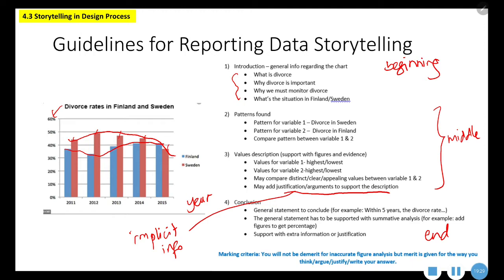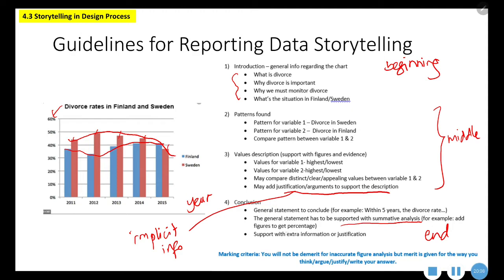And then the conclusion is to create a general statement to conclude. For example, started with within 5 years, from 2011 to 2015, the divorce rate is seen to be high in which country, in what year. And then the general statement has to be supported with summative analysis. For example, you add figures to get the percentage. So it has to be supported by figures in the conclusion, and then supported with extra information or justification.